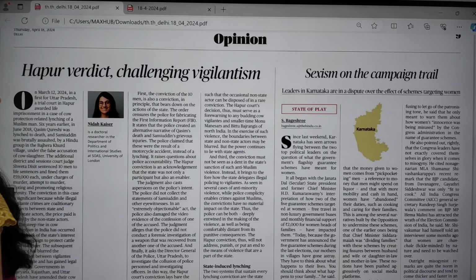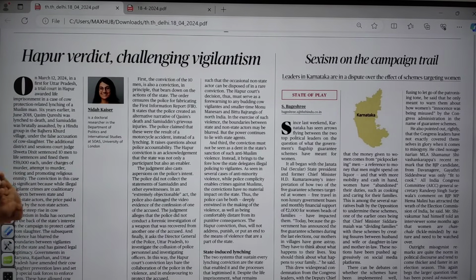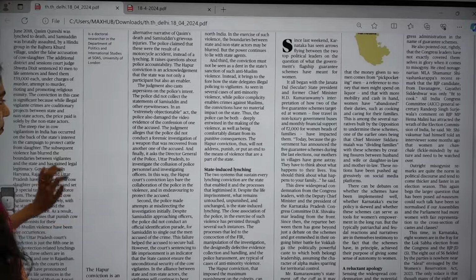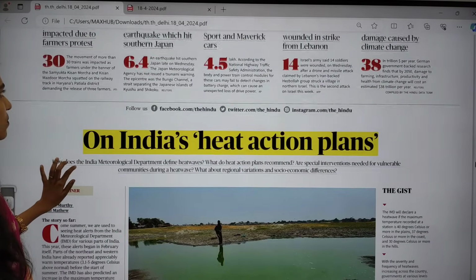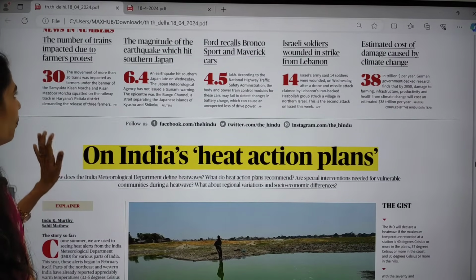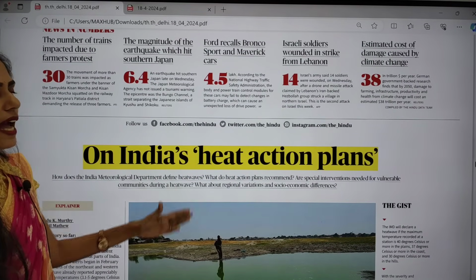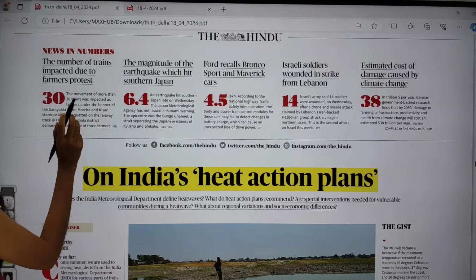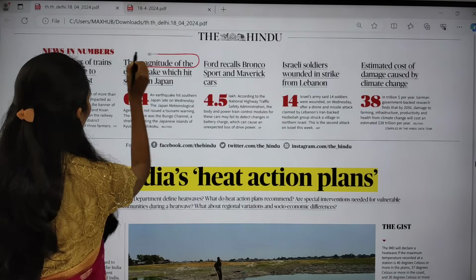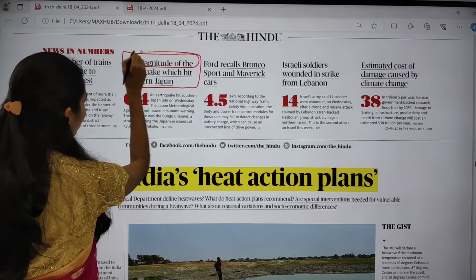I opened the page, so I found nothing much important. So you can move on to this Text and Context. There is one article which is related to heat action plans, and apart from this, in News in Numbers, you can see the magnitude of the earthquake which hit South Japan.